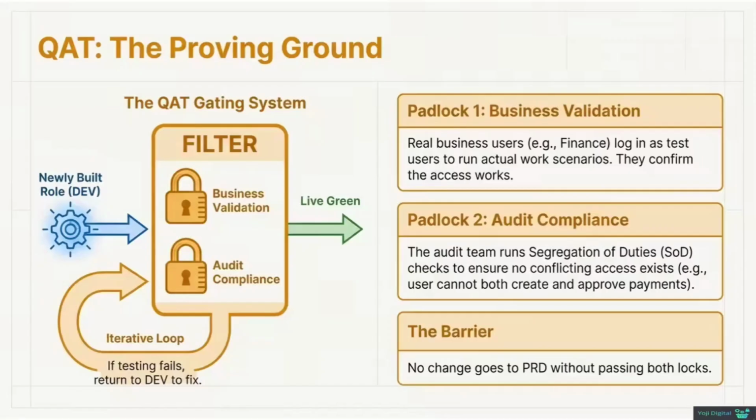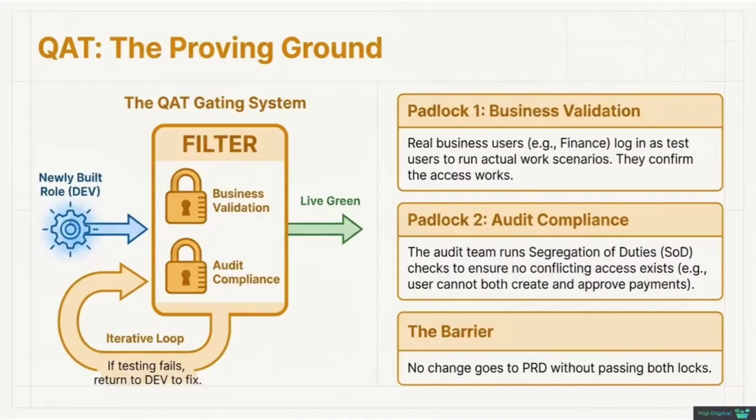QAT, the quality assurance and testing system. After something is built and tested in development, it moves to quality, and here the nature of testing changes completely. In development, only the technical team is testing. But in QAT, the business users come in. Real people from finance, HR, procurement, or whatever department the role is for. They log into QAT and test whether they can do their actual job. For example, if you created a role for a finance executive in development and transported it to quality, now a real finance person logs in and tries to post an invoice. If they get an error, the security consultant goes back to dev, fixes the role, and transports again. This cycle repeats until everything works correctly.